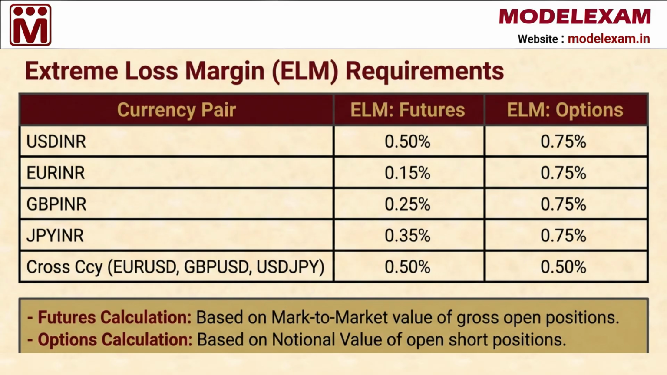While initial margins cover normal market moves, the extreme loss margin, or ELM, acts as an extra safety net for wilder market swings. For the USD INR pair, the ELM is 0.50% for futures and 0.75% for options. While futures are calculated based on the market value of the trades, option calculations are based on the total notional value of short positions using the FBIL reference rate.